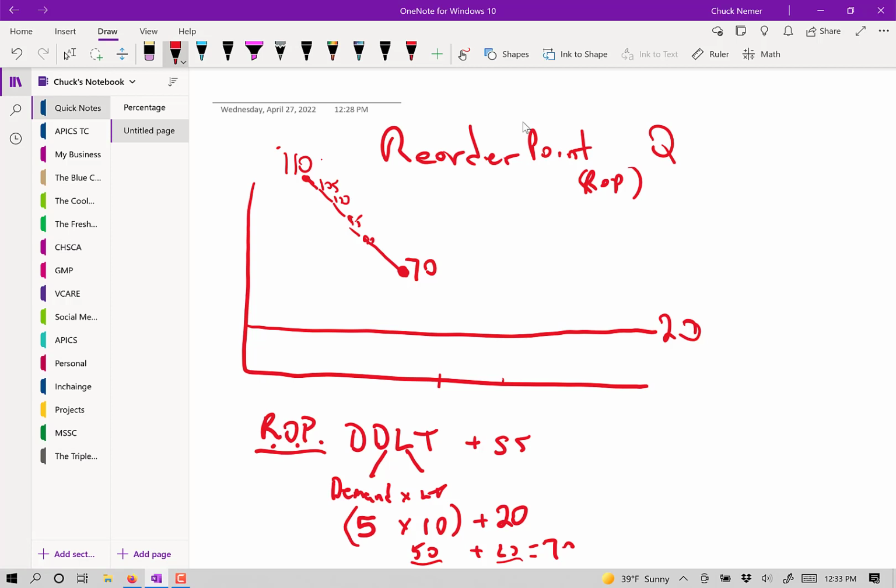It's going to take 10 days to get here. So 10 days of 5 per day is 50, and after 10 days we would go through 50. We'd be right down at the safety stock, and the lot size would come back in, whatever it is. So the reorder point right here is demand during lead time, demand times lead time, plus any additional safety stock. In a perfect world, we would never touch the safety stock.